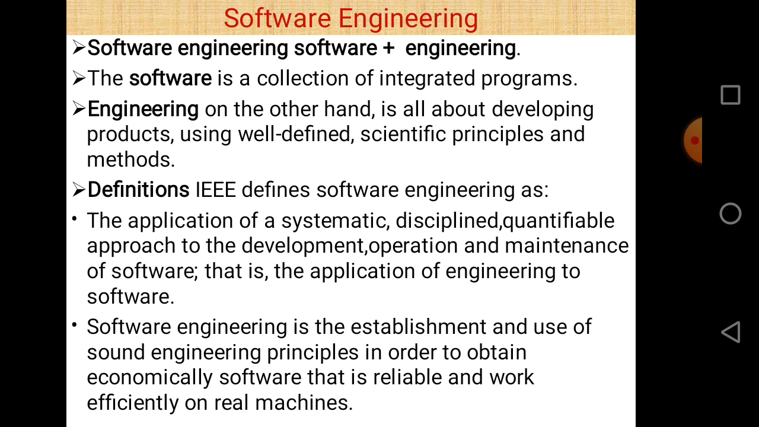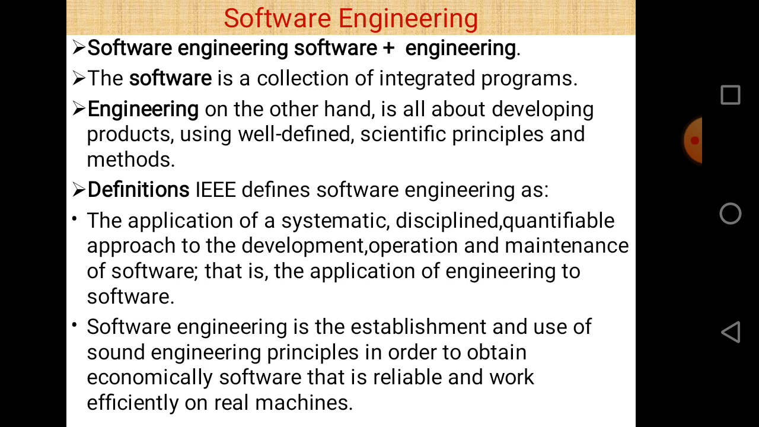Now what is software engineering? As I told you, software engineering is a combination of two terms, software and engineering. According to the IEEE definition, which is a standard definition, it is the application of a systematic, disciplined, quantifiable approach to the development, operation and maintenance of software, that is, the application of engineering to software. Another definition: software engineering is the establishment and use of sound engineering principles in order to obtain economically software that is reliable and works efficiently on real machines.